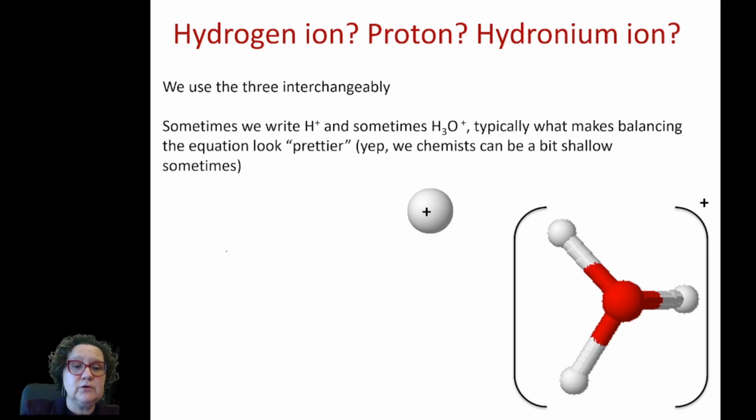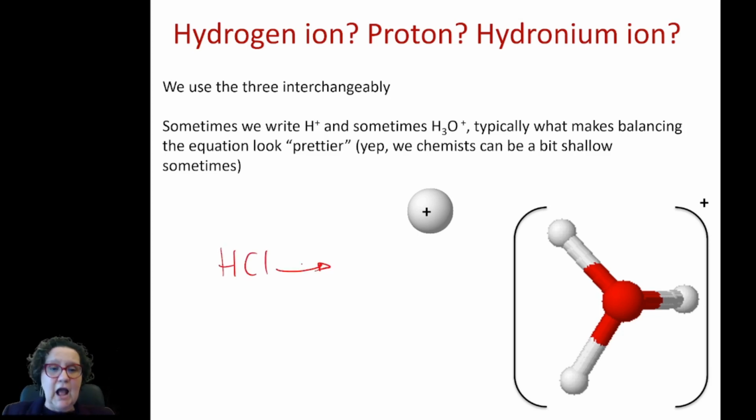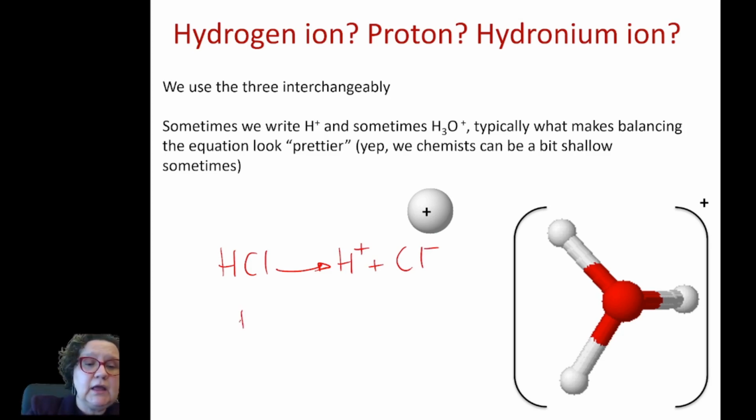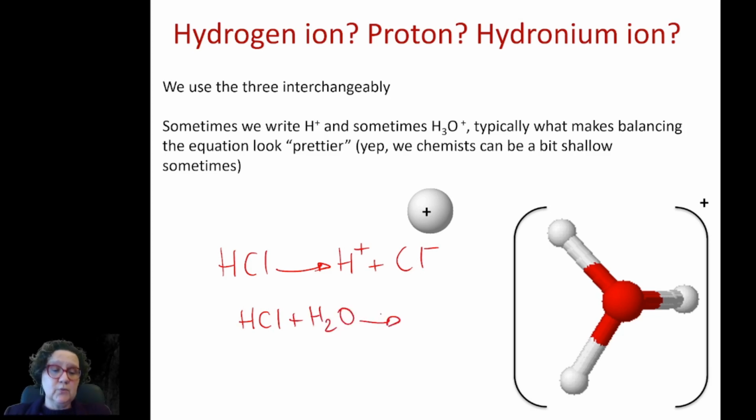So sometimes I will write, how does hydrochloric acid behave as an acid? If I write it like this, I will write, well, hydrochloric acid is an acid because it liberates hydrogen ions. And then the corresponding fragment of the chlorine, which is a chloride anion. But sometimes I will want to write HCl plus water. How does hydrochloric acid react in water? Well, hydrochloric acid is an acid.